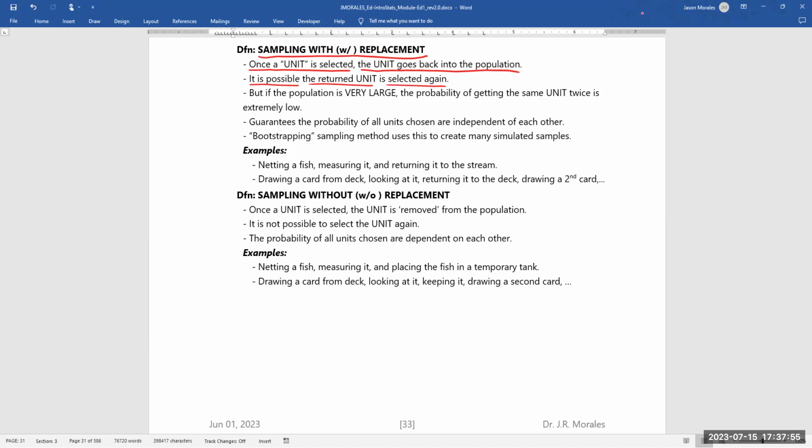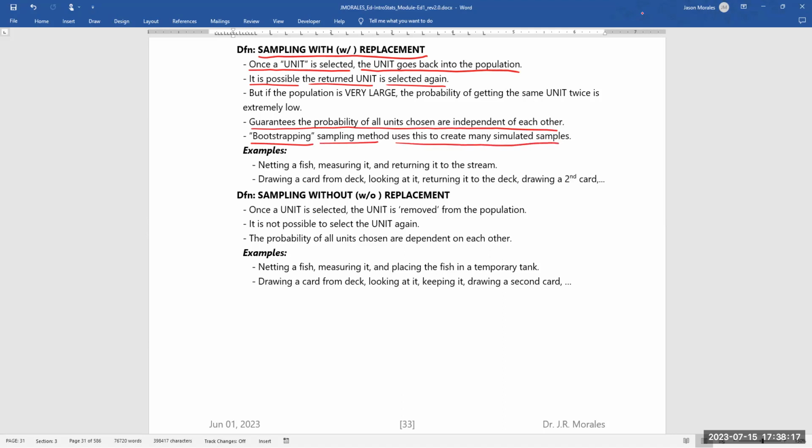But if the population is very large, the probability of getting the same unit twice is extremely low. Sampling with replacement guarantees the probability of all units chosen are independent of each other. The bootstrapping sampling method uses this to create many simulated samples.